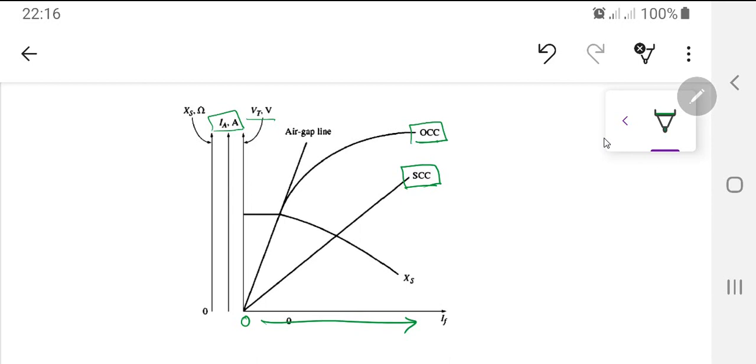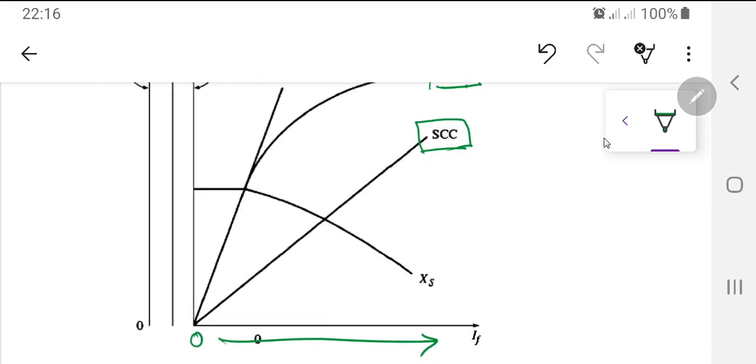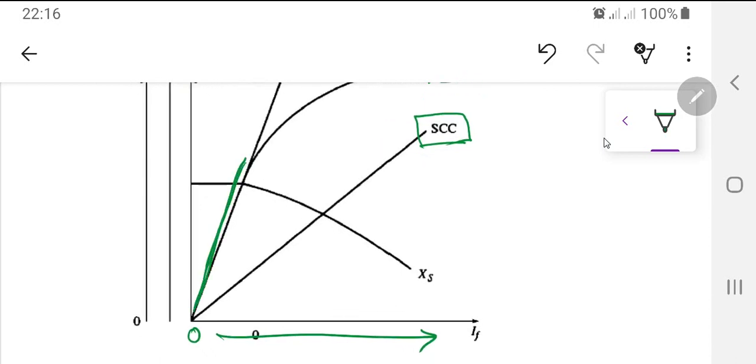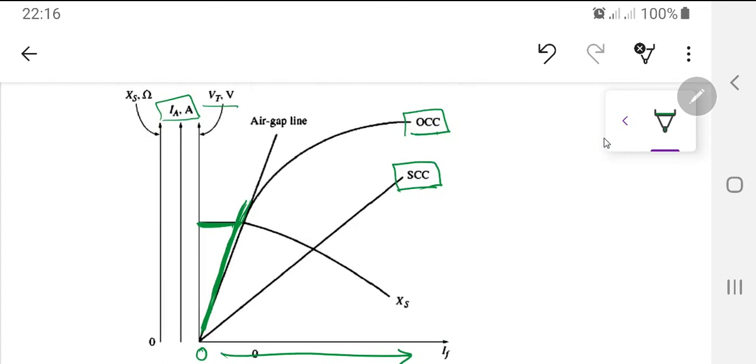Another axis has been added, which is XS. Now as you can see, if the open circuit test remains in the linear region, this region here, then the value of XS is constant. Why? Because the open circuit test is giving an almost unsaturated core, and the short circuit test is also unsaturated, so it's not changing that much.